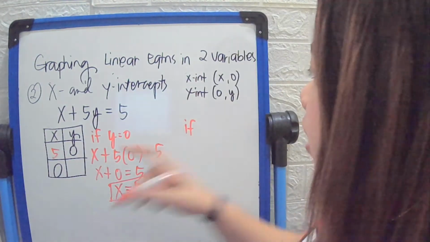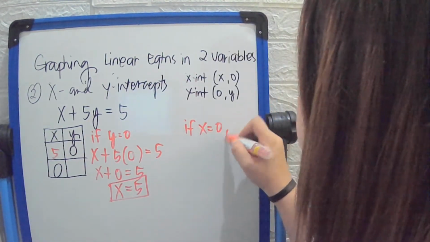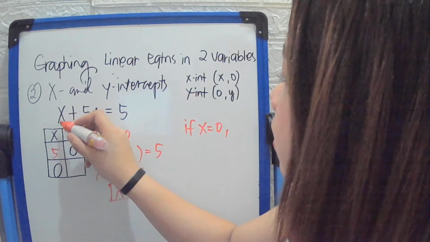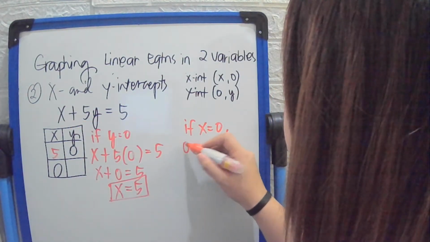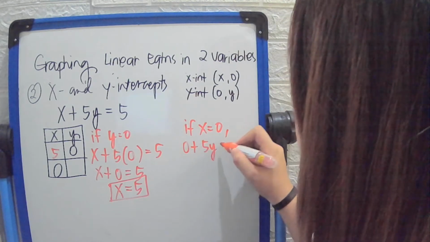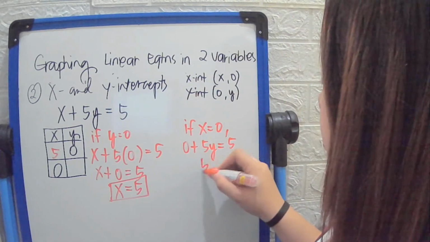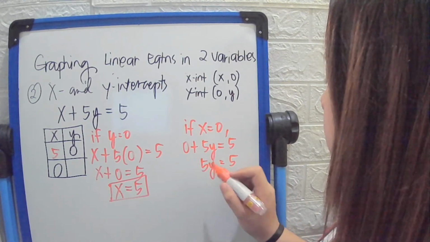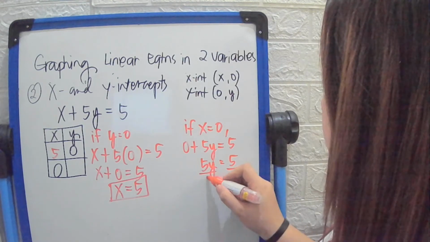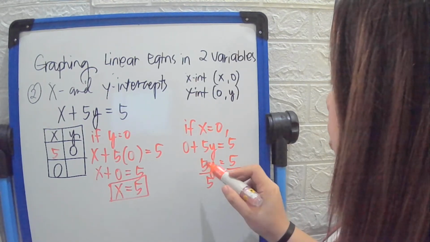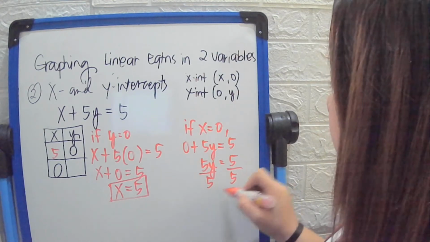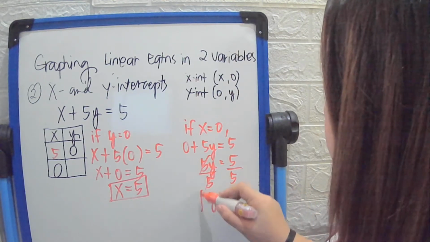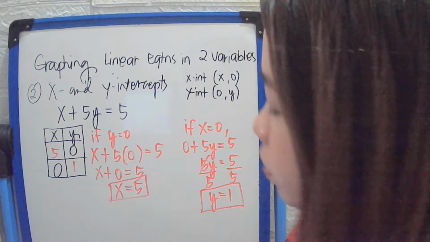Now, if your x now is 0, what will be the value for y? So, if that is the case, your x now is 0, so this will be 0 plus 5y equals 5. So, 0 plus 5y is simply 5y is equal to 5. Now, if you have a numerical coefficient before the variable, you have to eliminate that to get the value of the variable. So, kung ano man po yung value na nandito, dun mo po sila i-divide both sides. So, cancelled out, y is equal to 5 divided by 5 is 1. So, your value for y is 1.